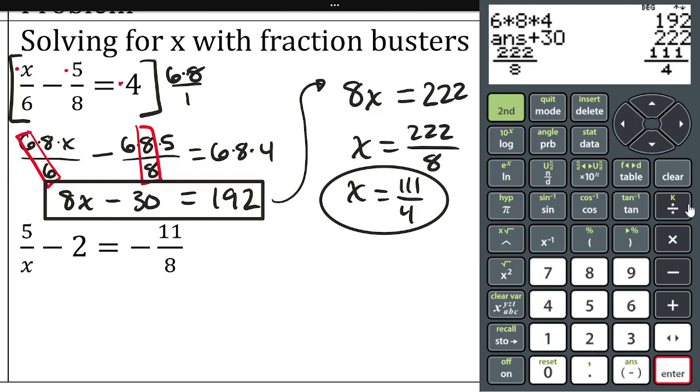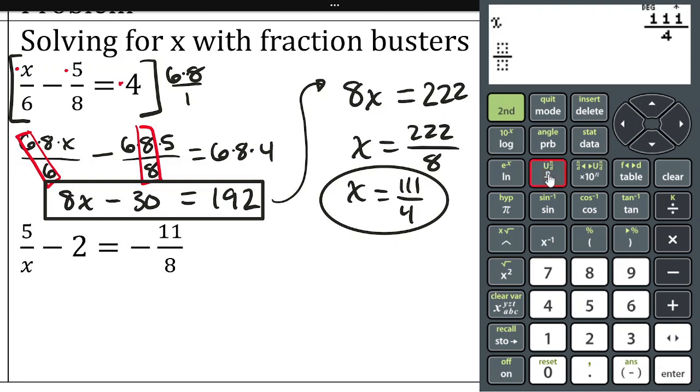One other thing I want to look at while we're here is how do I check that this answer is correct? So on our classroom calculators, now that I've got 111 over 4 on the stack, I can ask my calculator to store that as x. And as soon as I do that, this calculator now believes if I say, hey, what's x? This button pulls up the variable. When I say what's x, it says that's 111 over 4. So I want to confirm that the left-hand side and the right-hand side are the same.